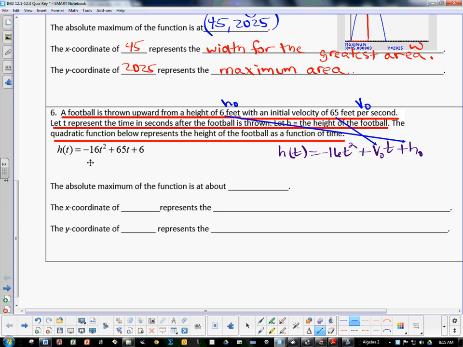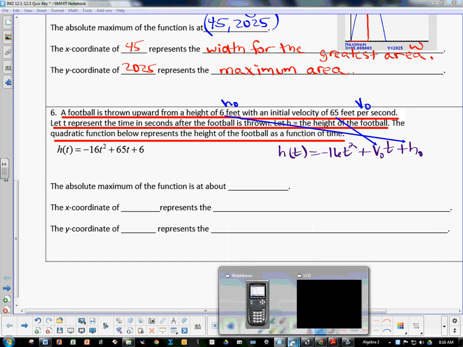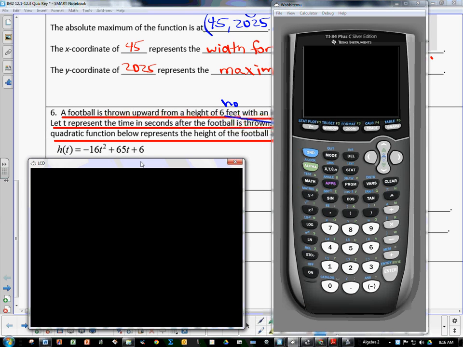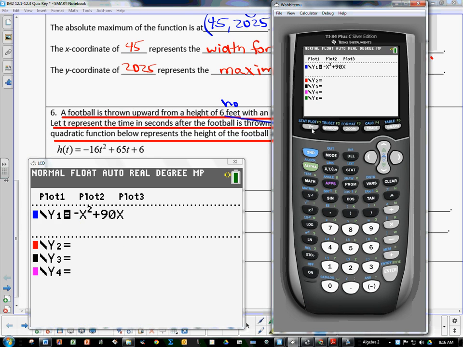All right, let's go ahead and graph this thing. Now keep in mind, we're throwing a football, so it's not going to go that high. Well, let's begin by trying to graph this. All right. Head over to y equals. Let's clear that out. We have negative 16. And instead of t, we're going to type in x. So we've got x squared. And then plus 65x. And then plus 6.